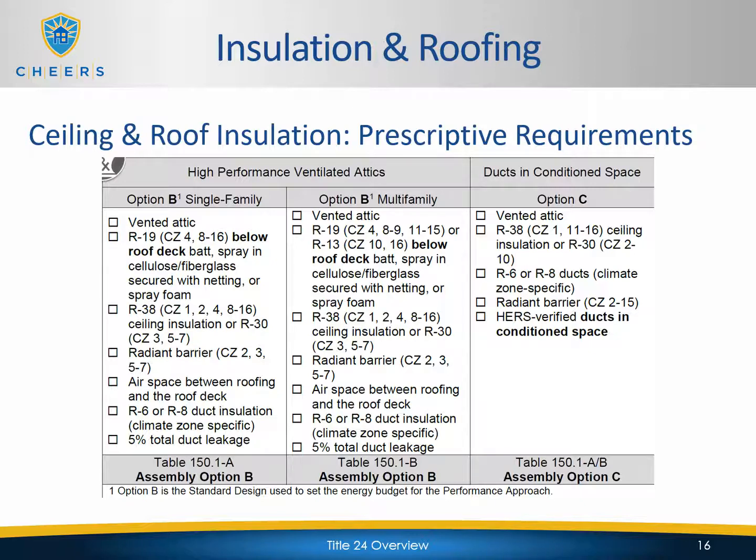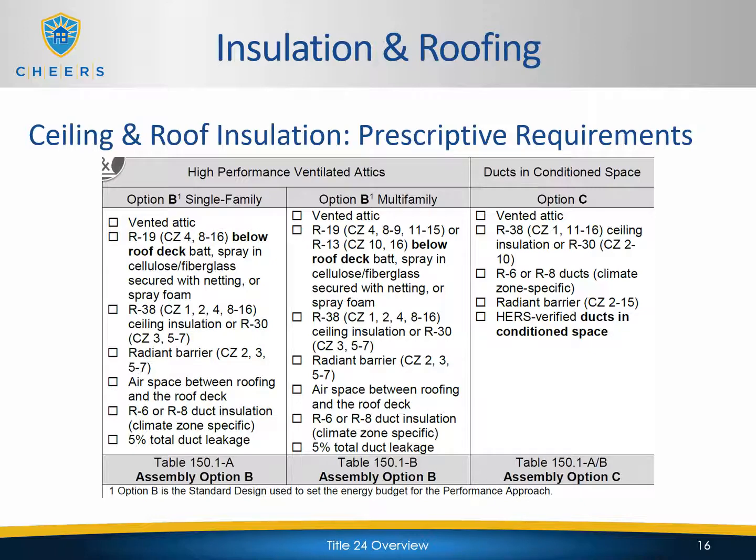Now moving over to option C, this is the ducts in conditioned space. You're still going to have that vented attic. You're going to be using R38 in climate zones 1 and 11 through 16, and R30 for climate zones 2 through 10. Again, this is at the ceiling only. There's no below roof deck insulation.